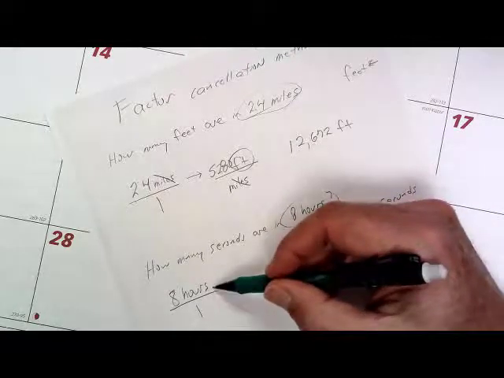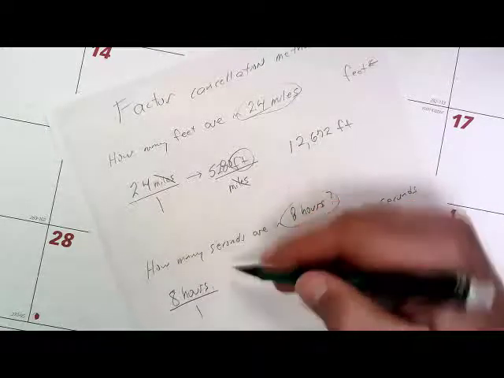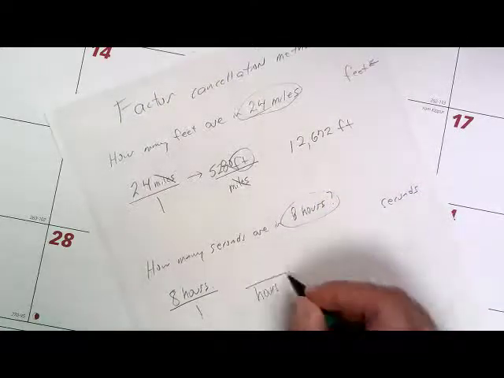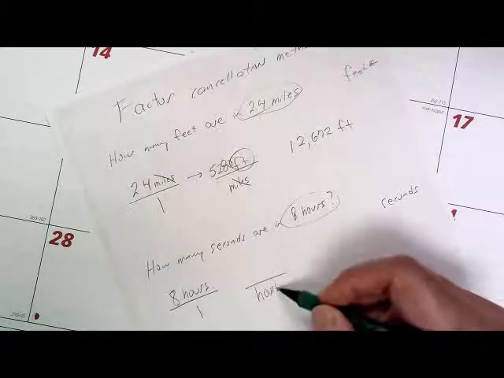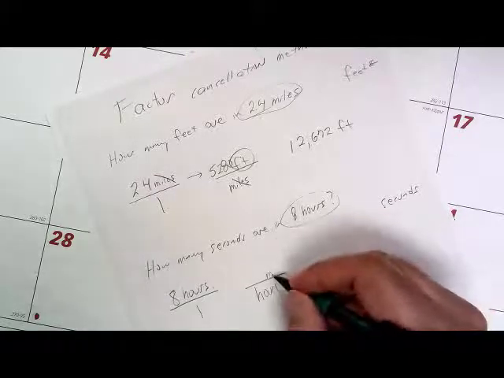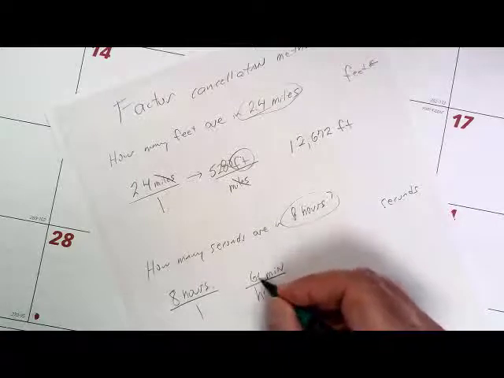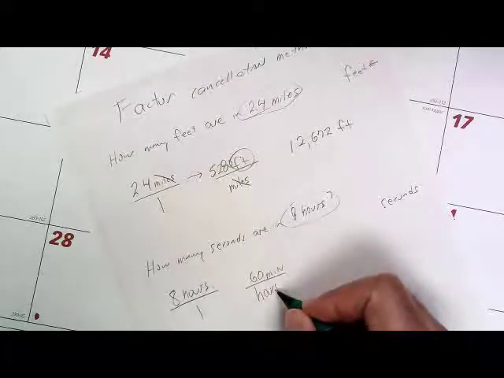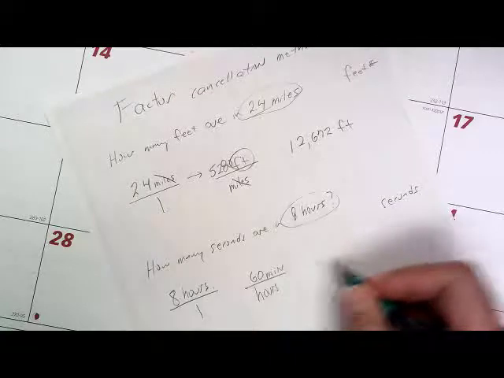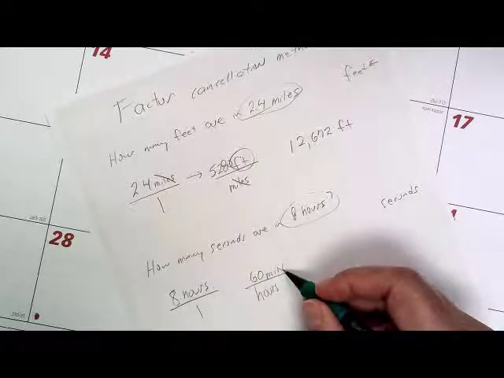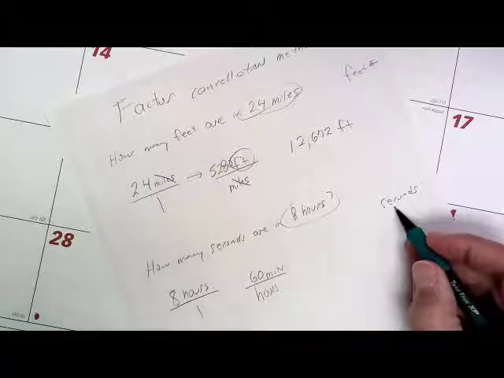I've got hours on the top, and I'm trying to get rid of hours, so I want to put hours on the bottom, and set up the relationship between hours and minutes. And hopefully you know there are 60 minutes in 1 hour. So I'm getting a little closer. I'm not quite there yet. And so now I want to get rid of minutes and work towards seconds as my desired value.